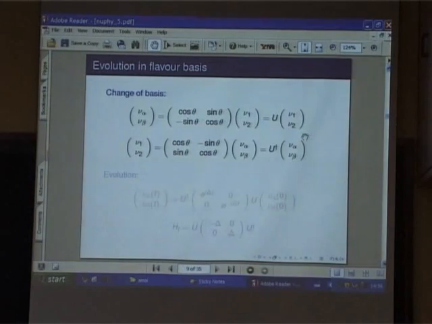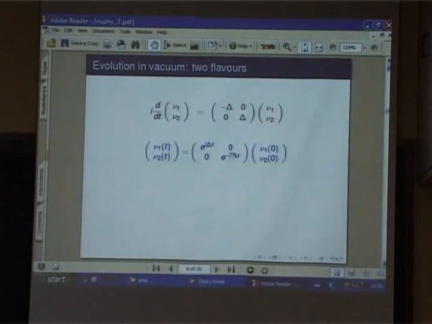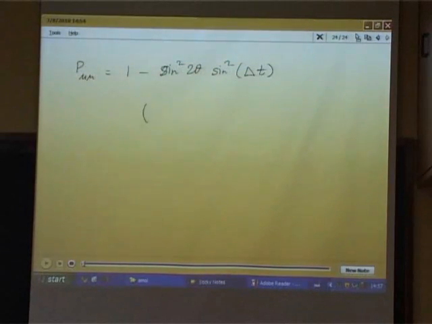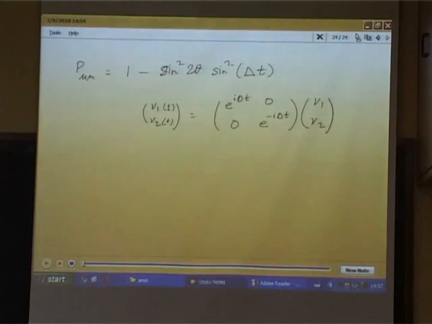So what happens now? The evolution. We knew that the evolution of nu1, nu2 is simply like this: nu1 nu2 at t is equal to the diagonal matrix with e power i delta t and e power minus i delta t, times nu1 nu2 at 0. Now we want to find the evolution of nu alpha, nu beta. All we need to do is write this thing down in terms of flavor eigenstates.